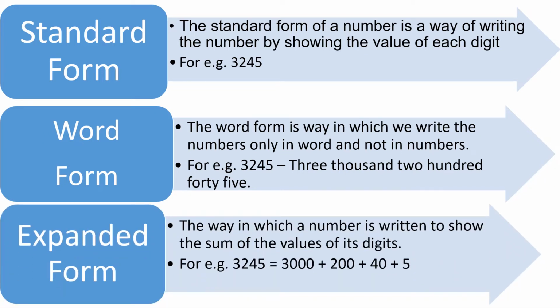Expanded form. The way in which a number is written to show the sum of the values of its digits. So for example, 3245. Once we have written the place values, we will write the expanded form. What is there in thousands place? So it is 3. So 3 thousands. 2 in hundreds place, so plus 200. 4 in tens place, so 4 tens is 40, and 5 in ones place, which is plus 5. So 3000 plus 200 plus 40 plus 5 is the expanded form.